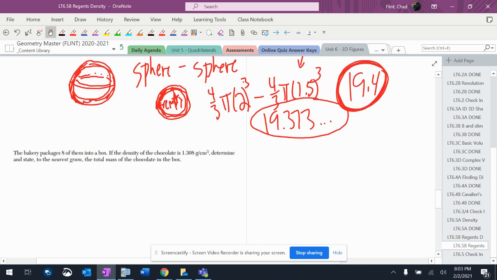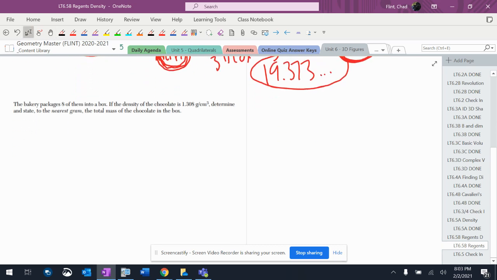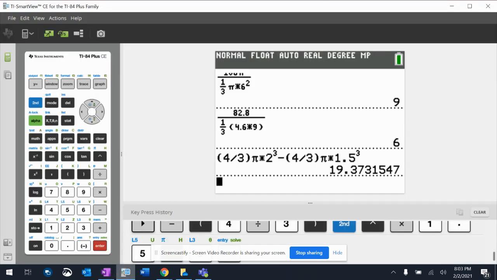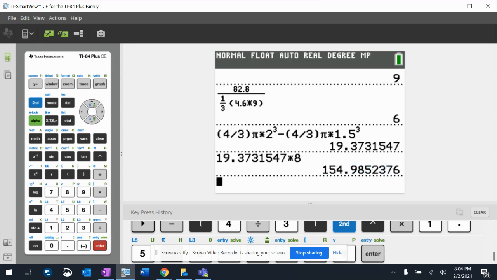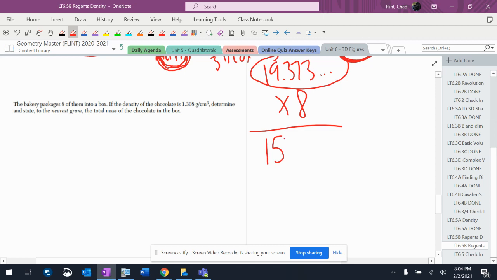All right. Second part says the bakery puts 8 of them in a box, and gives me a density. So let's go ahead and multiply this by 8. All right, so I'm going to take that number and multiply it by 8. So enter times 8, 154.985, that's the volume.